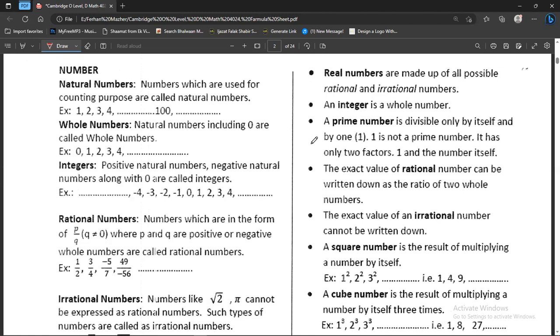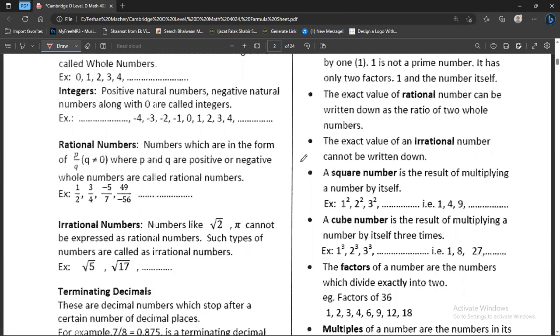So these numbers are only divisible by themselves. A prime number is divisible only by itself and by 1. 1 is not a prime number. The exact value of a rational number can be written down as the ratio of 2 whole numbers. Remember this thing: a rational number can be written in the form of a fraction, and the denominator is never 0. The exact value of an irrational number cannot be written down because, after the decimal, it does not stop.